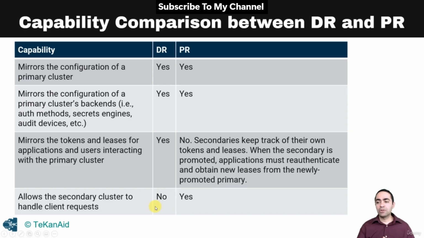Finally, for DR, it allows the secondary cluster to handle client requests. That's no. It's a warm standby. The application can't really interact with DR. Whereas with PR, it is an active cluster that the application or human users can interact with. So that's all I wanted you to take from PR and DR. That's pretty much what you need for the exam.